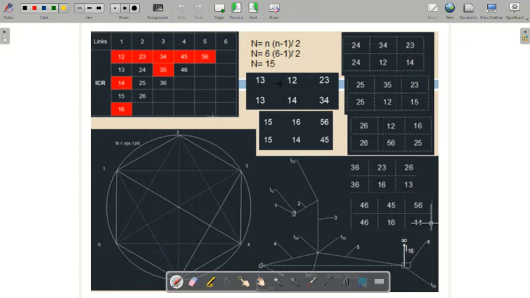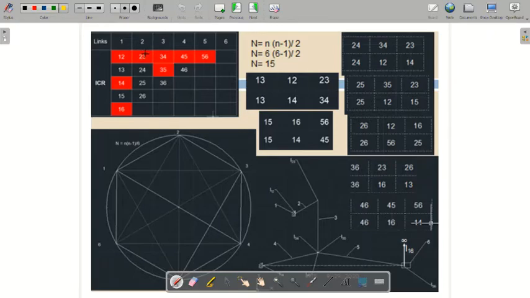Now draw this tabulation. Here put links, here ICR. ICR means instantaneous center, that's a short form. How many links are there? 6 links. Just write 1, 2, 3, 4, 5, 6. Then write 1 2, 1 3, 1 4, 1 5, 1 6.